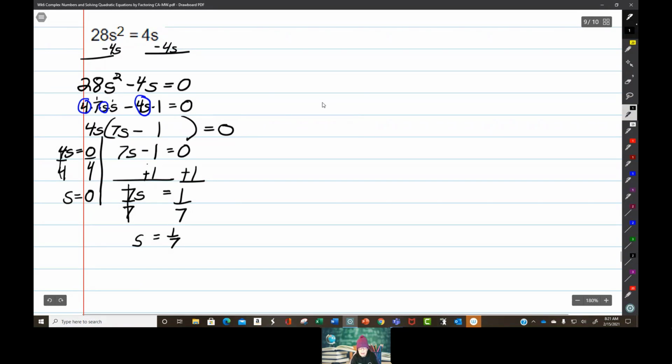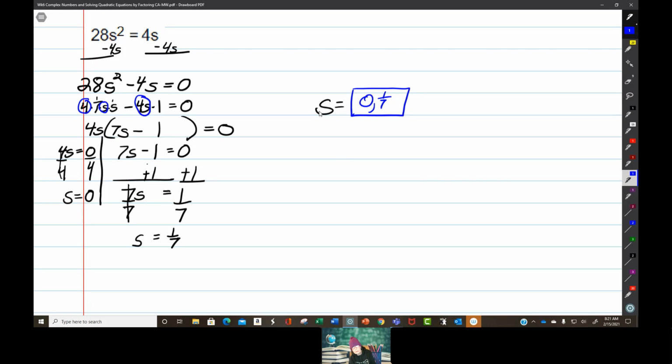And so in my math lab, you'll have s equals 0 and 1/7. The s is already written for you. S equals, and then the answer box, and then your answers, or the solutions to the equation.